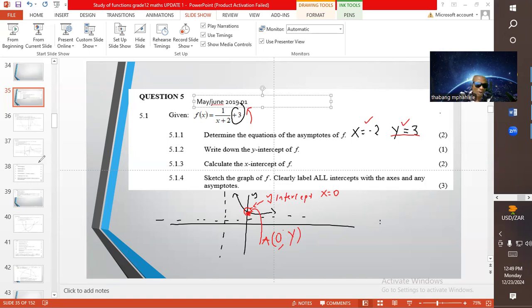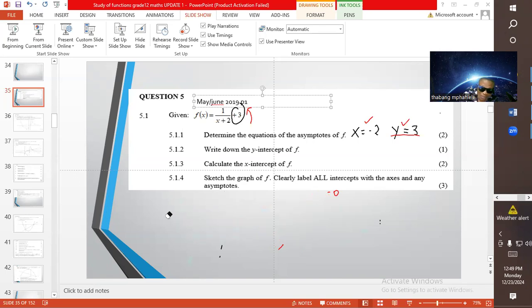So let's do that without waste of time. Let us calculate the y-intercept, meaning we are looking for the value of y when x is zero. That is the y-intercept. So the first thing that I'm going to do, I'm going to write down the equation of f of x. What is the equation of f of x? f of x equals 1 over x plus 2, plus 3.